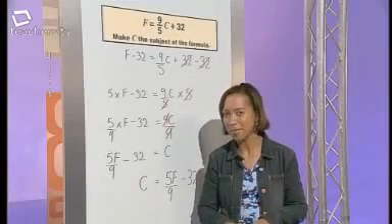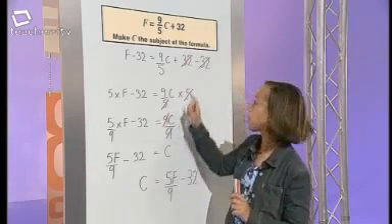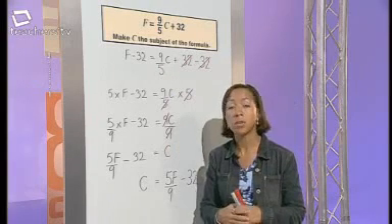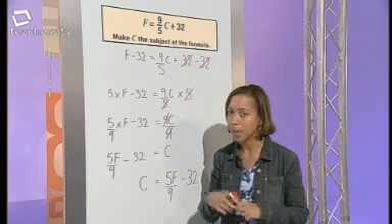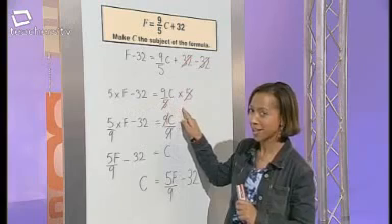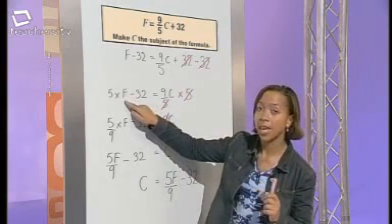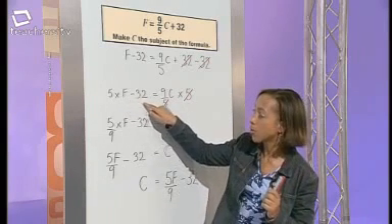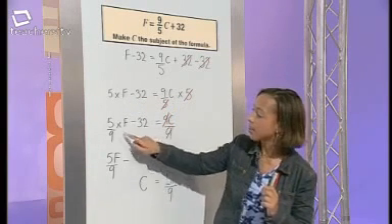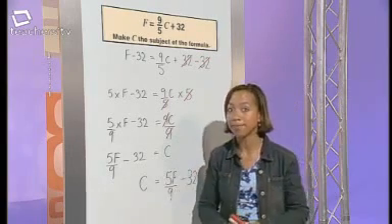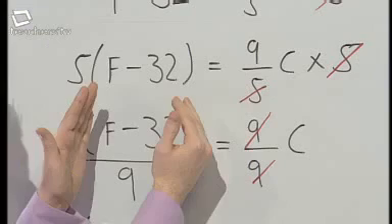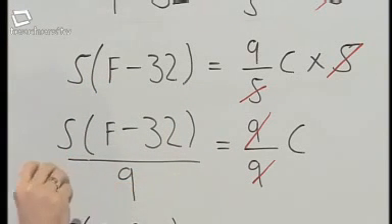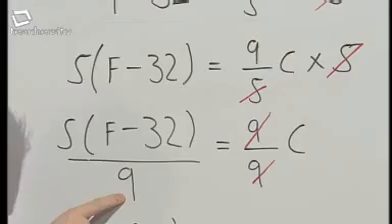It was me that made the mistake. I was right to start by subtracting 32 from both sides. And I was right to multiply by 5 and divide by 9. But my mistake was here. I've only worked on the F and ignored the 32, when I should have multiplied the whole of the left-hand side by 5 and divided all of it by 9. That's what these brackets mean. They tell you to multiply everything inside them by 5. And this line means you divide everything by 9.